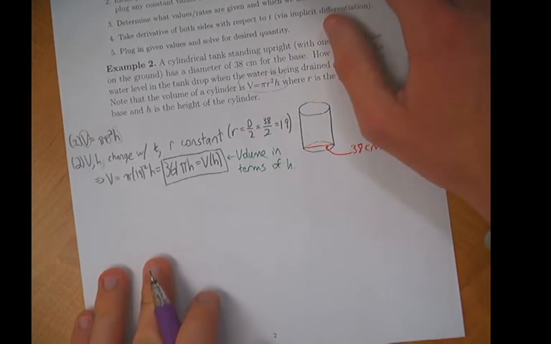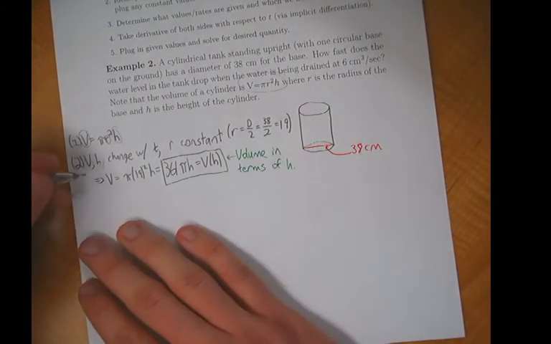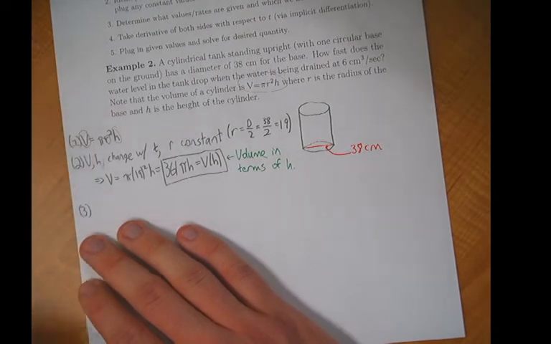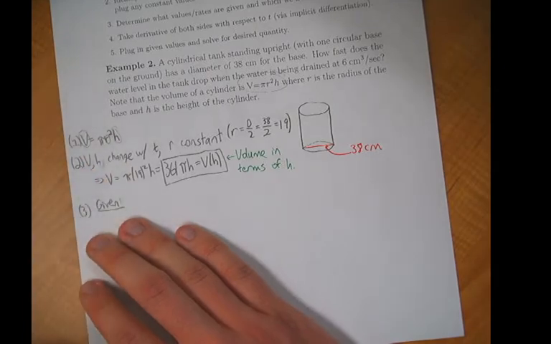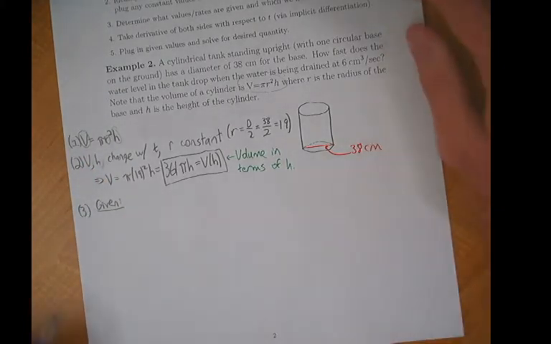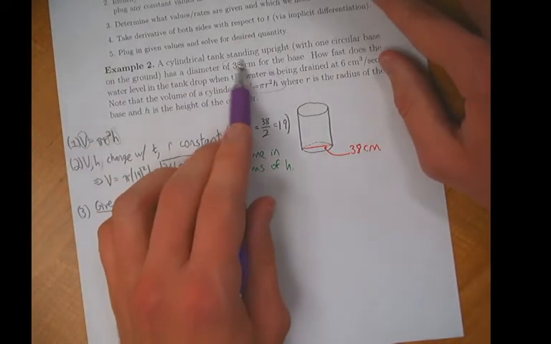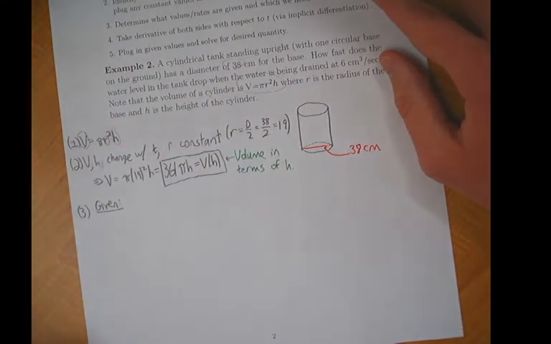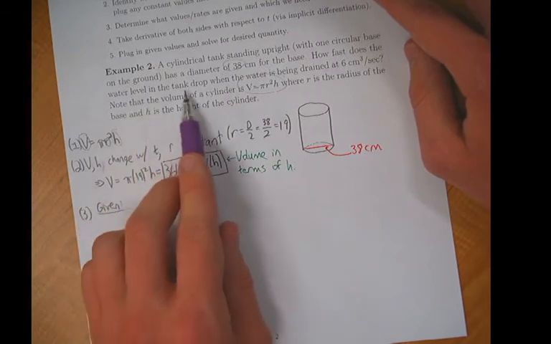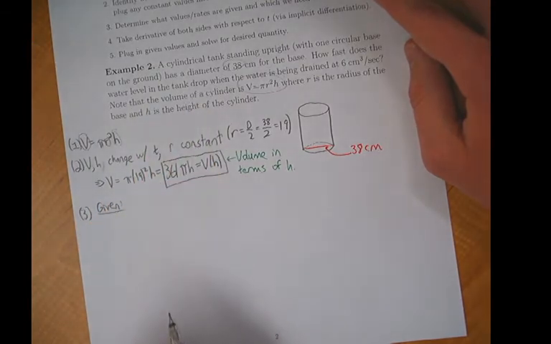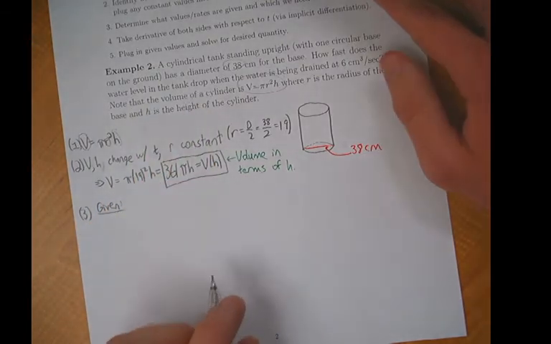So that's step 2. So now step 3 says, all right, what do we have to look at now in terms of the numerical values we're given. The thing is, we've already used the 38 centimeters part, so that's all said and done. And now we have to focus on how fast the water level in the tank drops when the water is being drained at 6 cubic centimeters per second.